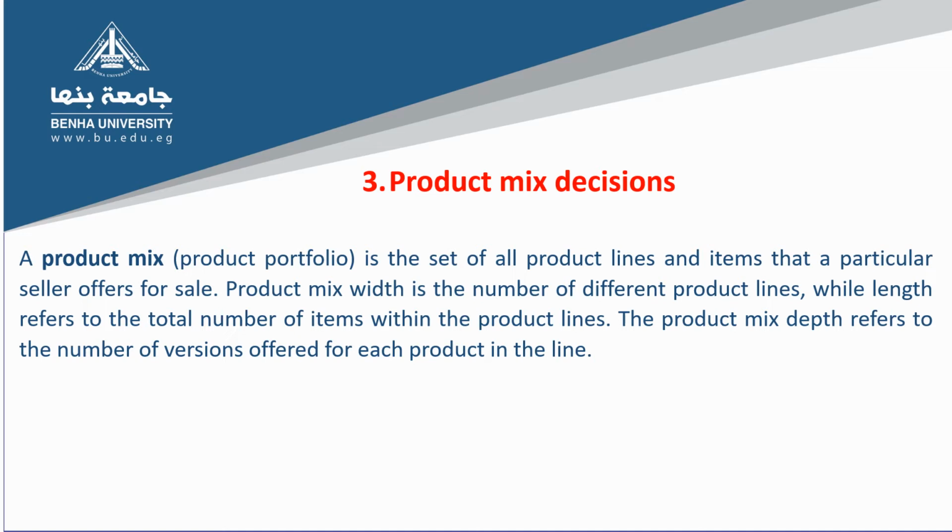The third level in product and service decisions is product mix decisions. A product mix, or simply product portfolio, is the set of all product lines and items that a particular seller offers for sale. Product mix width is the number of different product lines, while length refers to the total number of items within the product lines. The product mix depth refers to the number of versions offered for each product in the line.